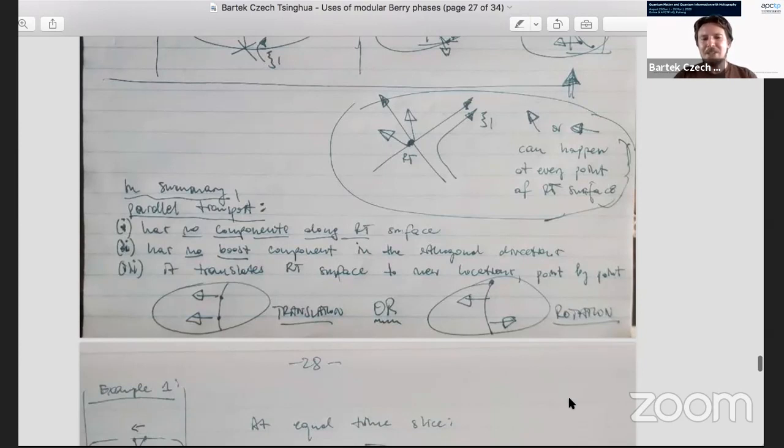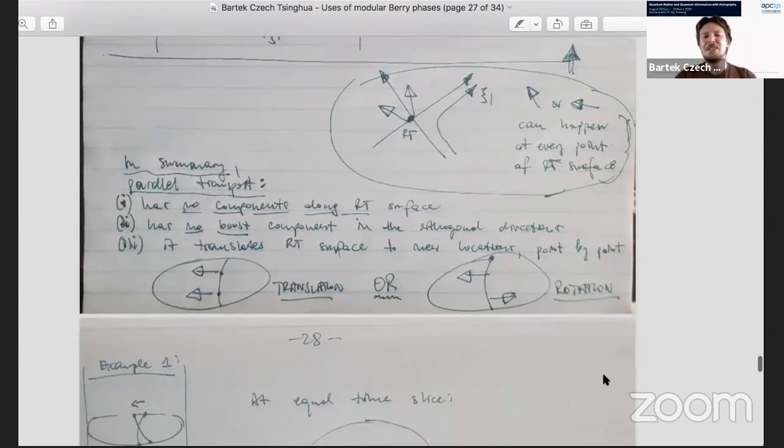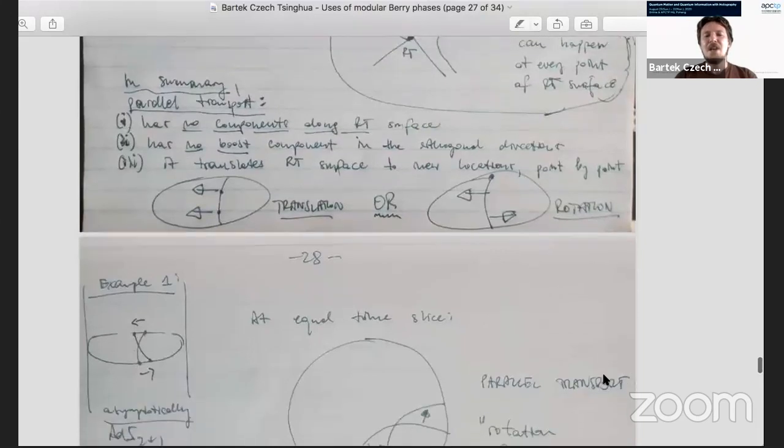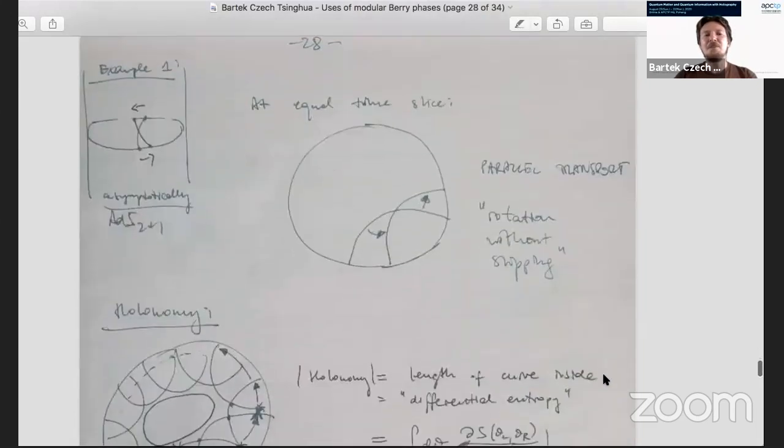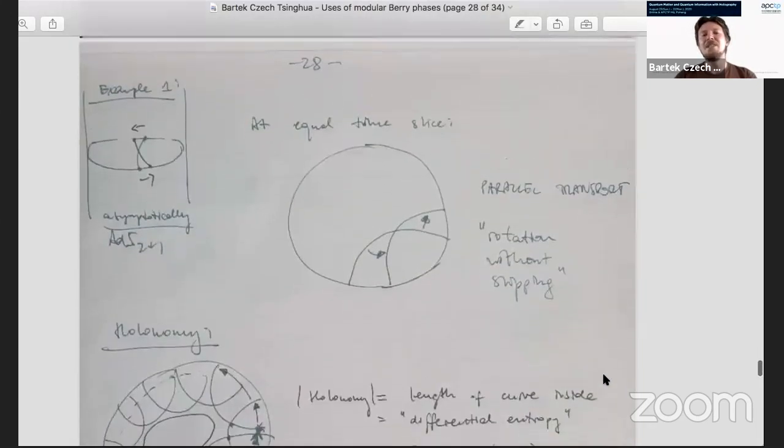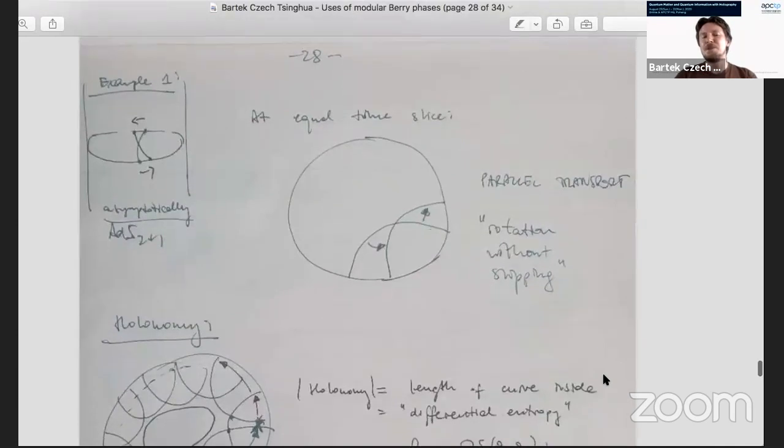So it's an interesting way to encapsulate something that is very intuitive in the bulk using definite equations that are meaningful from the boundary point of view. That's really the motivation and the philosophy of this work. So I now want to give examples of what kinds of things modular parallel transport can produce for you, both in terms of its curvature and in terms of the holonomies.